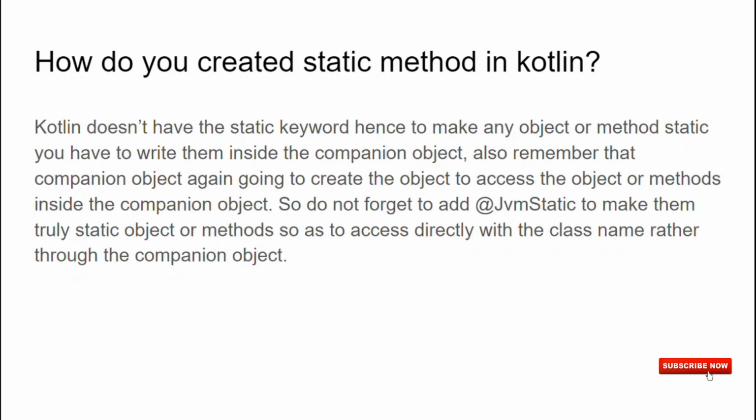How do you create static methods in Kotlin? Kotlin doesn't have a static keyword. So if you want to have a static method or object, you have to specify them inside the object or the companion object. Both create static methods and objects. However, if you're using a companion object, it's a recommended approach to use @JvmStatic to make them truly static. Without it, the methods are called through the companion object, so it creates an object, and through that object it calls those things. But if you make them JvmStatic, then it directly calls them through the class name.